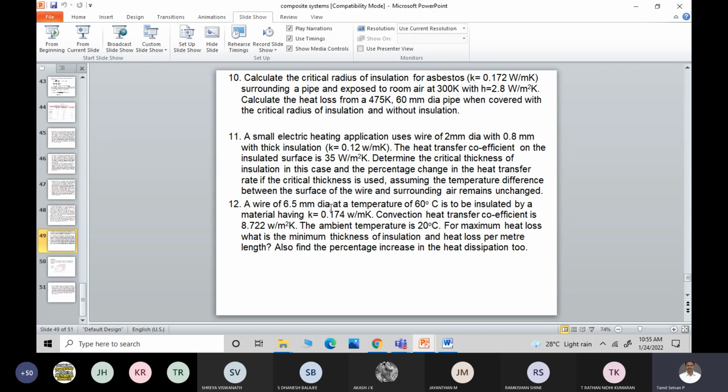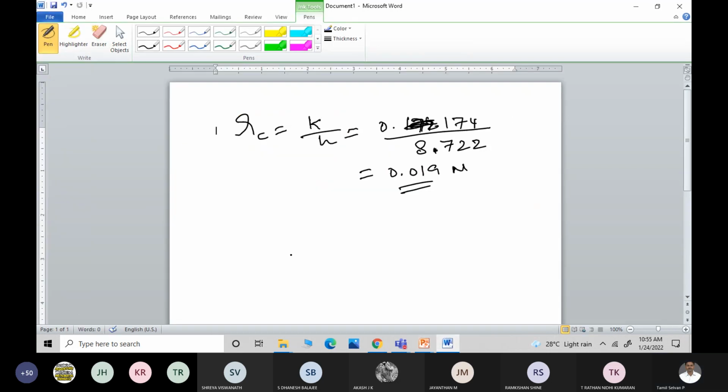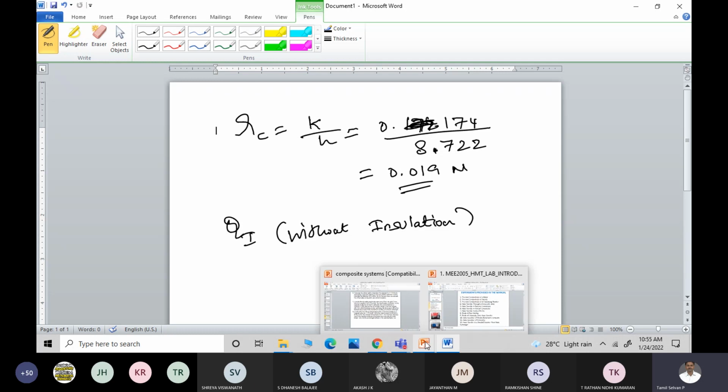So the first one is the wire as it is there. Without insulation you have to solve. The first one, Q1, is without insulation. Without insulation means there is no insulation. So what is the formula?